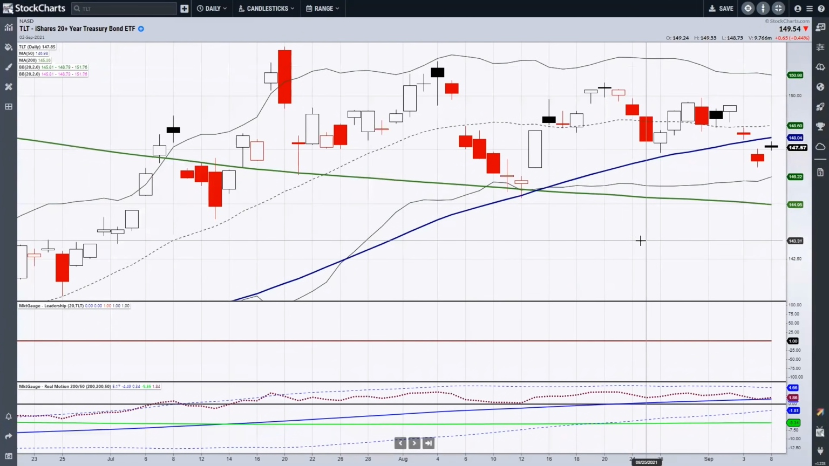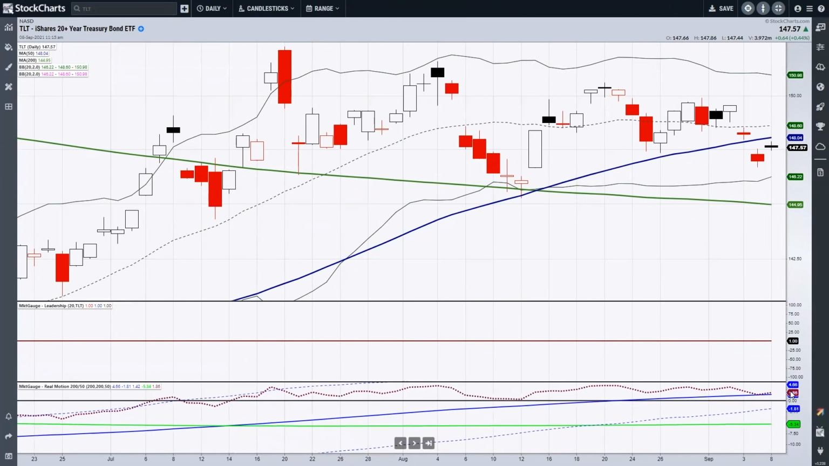So here's your TLTs. This is your 20 plus year long bonds, broke down under the 50-day moving average. Still sitting here on the 50-day moving average here on the Bollinger Band. So that's interesting. Actually, momentum up a little bit. So we'll see what happens.